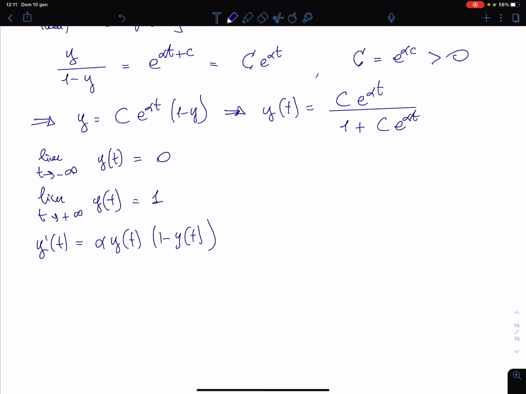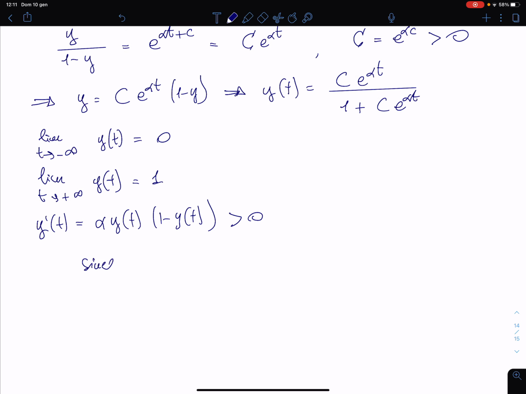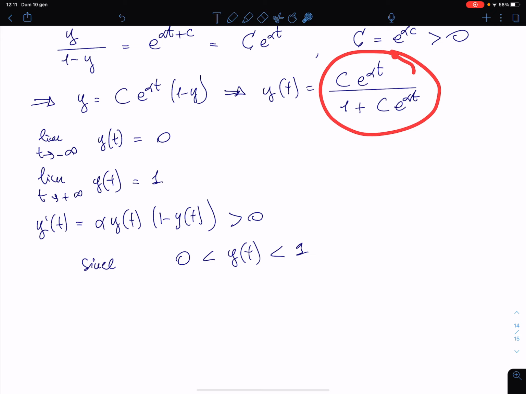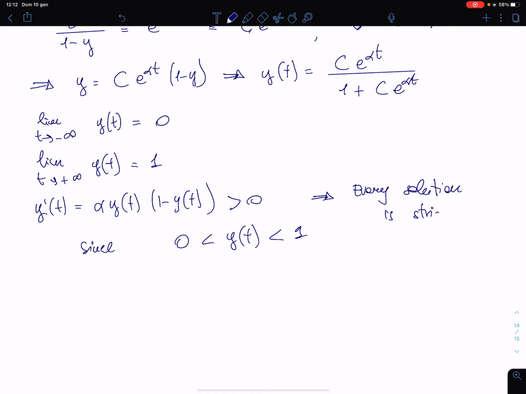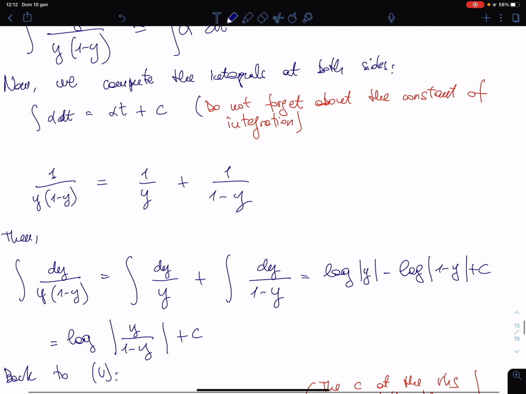And now notice that this is larger than 0, since y of t, at any time, is between 0 and 1. This is clear. This quantity is positive, and it is less than 1 because the denominator is always strictly larger than the numerator. So every solution is strictly increasing. Okay, so we try to represent one solution. It is very, very easy. Here we have that the solutions are strictly increasing.